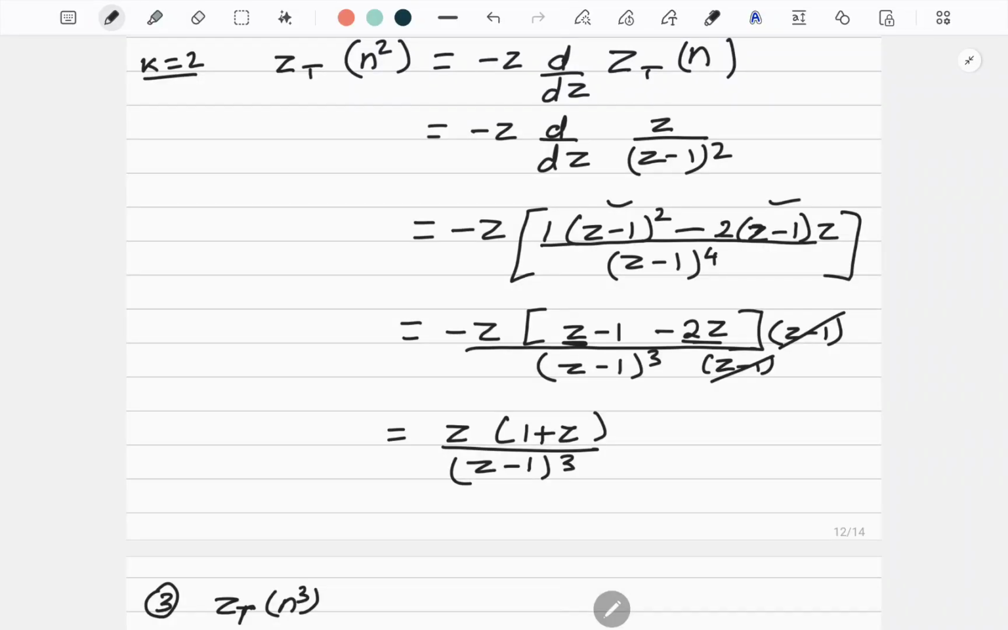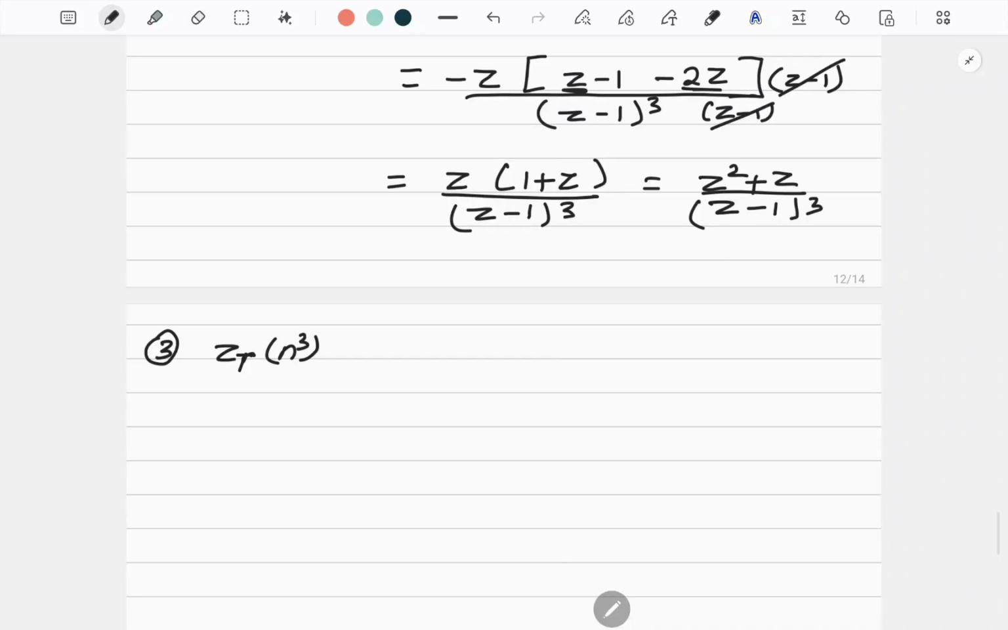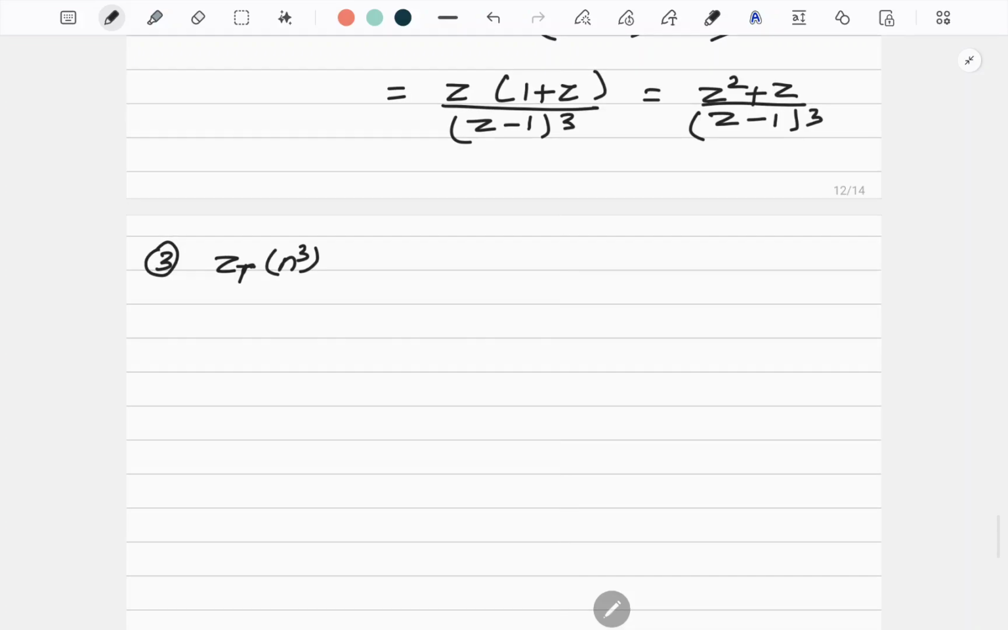So this becomes the result for the Z transform of n square. This can also be written as z square plus z upon z minus 1 cube, right? So now let's go to the Z transform of n cube.